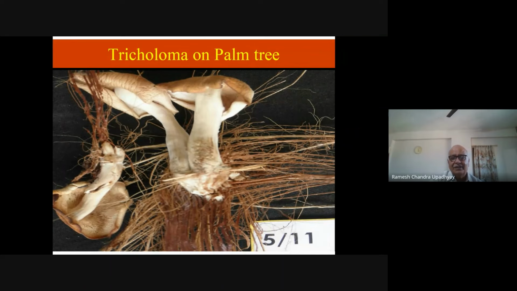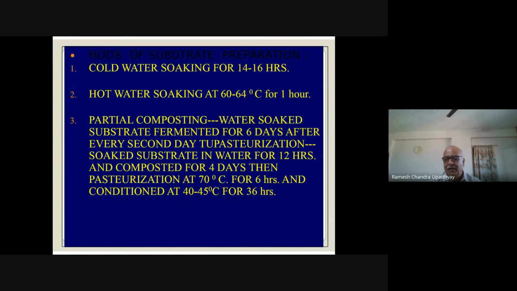Next one. Now there are different methods for growing oyster mushroom. I am taking almost 5 minutes more, so I will go hurriedly. There are different methods: cold water soaking, hot water soaking at 60 to 64 degrees centigrade for 1 hour, and partial composting, just like button mushroom, where one pile is prepared, composted for 6 days, and after 6 days you can use that material for growing mushroom.